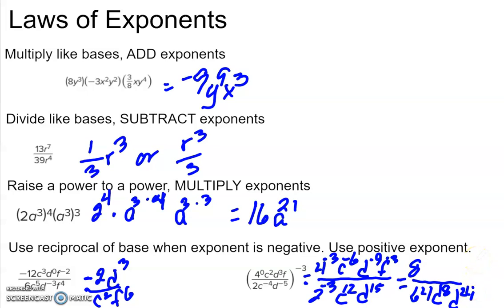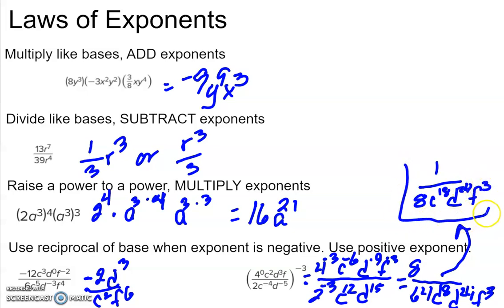And f, negative 3 minus 0, actually f to the negative third. To make that positive, I would put that on the bottom as positive f cubed. Now I can still simplify this because 8 divided by 64 is 1/8. So I'm going to put that up here. So here I would have 1 on top, 8 on the bottom, and then c to the 18th, d to the 24th, and f to the third. And this would be my answer that's simplified without negative exponents.